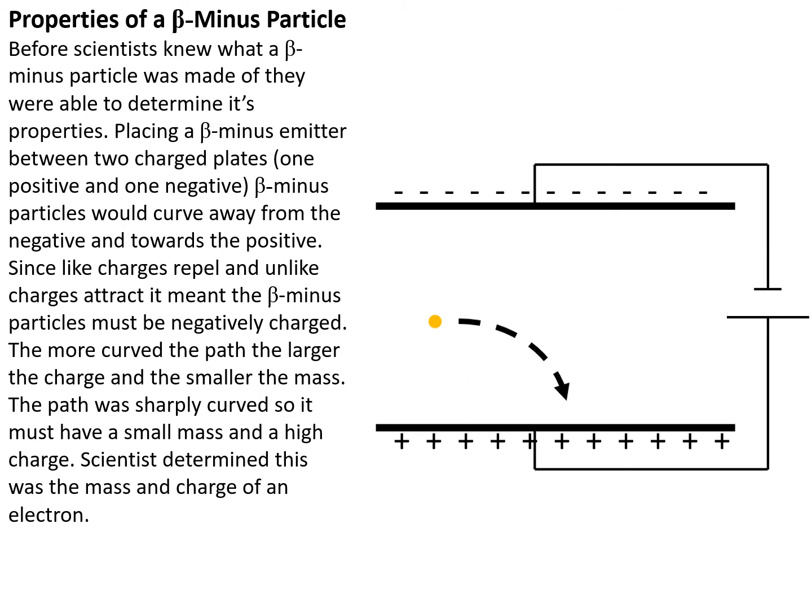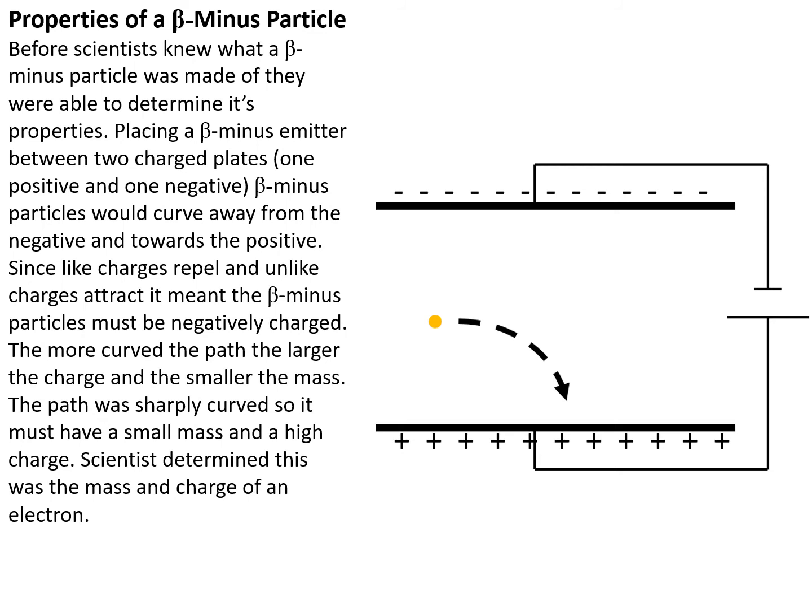So let's look at the properties of a beta minus particle. Before scientists knew what a beta minus particle was made of, they were able to determine its properties. Placing a beta minus emitter between 2 charged plates, one positive and one negative, beta minus particles would curve away from the negative and towards the positive. Since like charges repel and unlike charges attract, it meant the beta minus particle must be negatively charged.